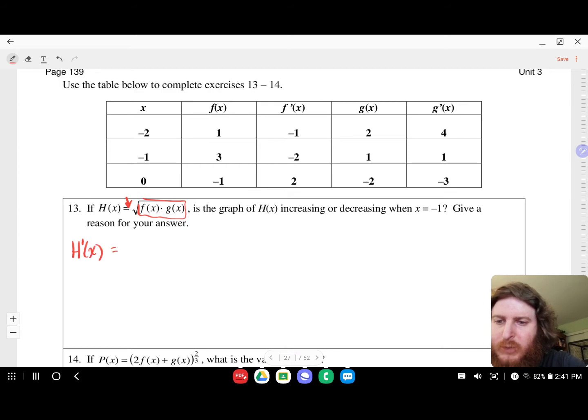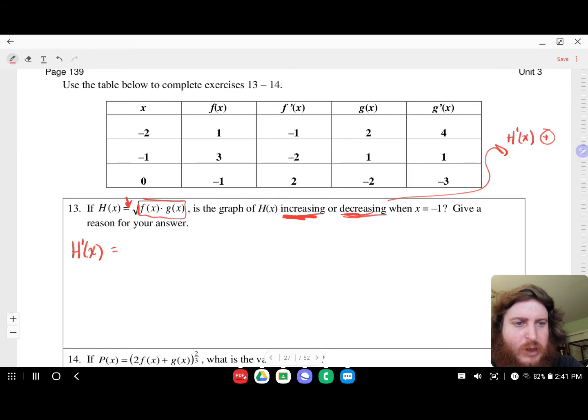By the way, how do I know I'm taking the derivative? It asked, is it increasing, or decreasing? So if it ever asks, is it increasing or decreasing? We always connect that with increasing as h prime of x is positive or greater than 0. And decreasing as h prime of x is negative or less than 0. So we need to take the derivative, plug it in, and kind of see what the number looks like.